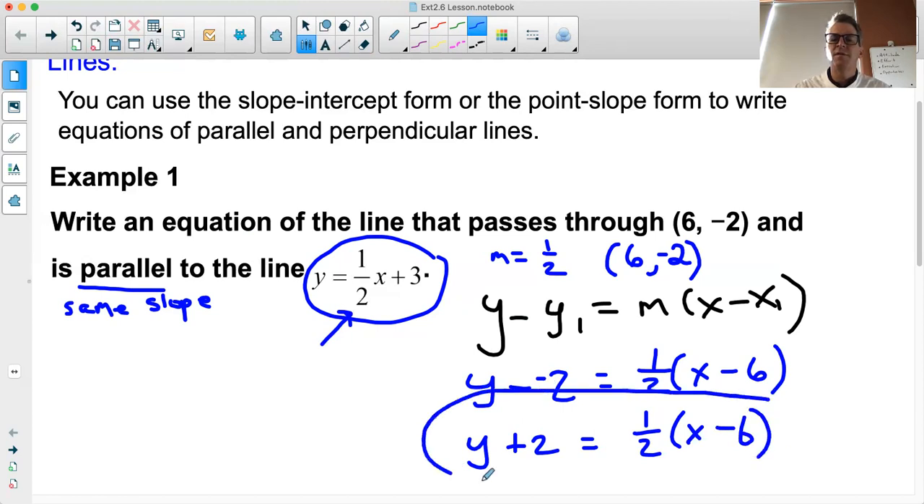And circle your answer. Okay, so what are we doing? We're writing lines still, and we're writing lines that are either parallel or perpendicular. The first example is parallel. So we're going to be given a line that it's parallel to. We extract from there the slope, and so it is parallel. We're going to use that same slope along with the point that we're given, and using point slope to find our equation.